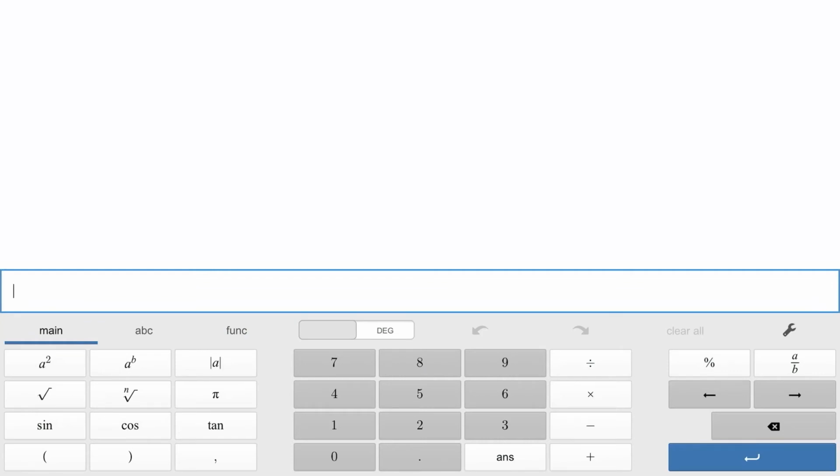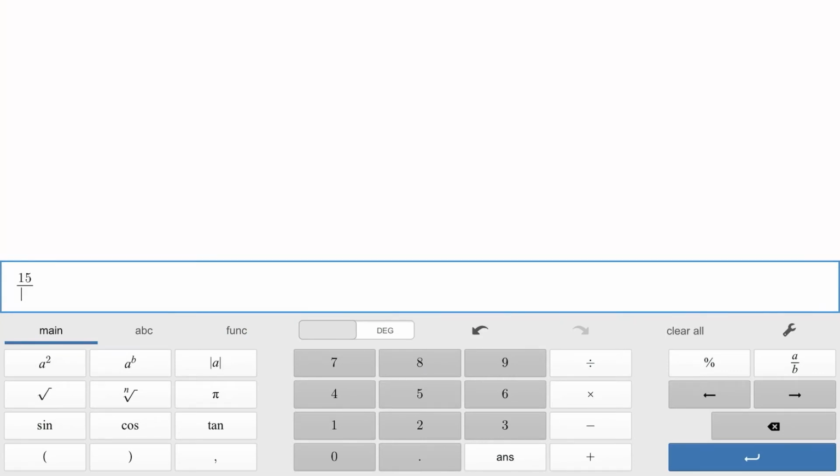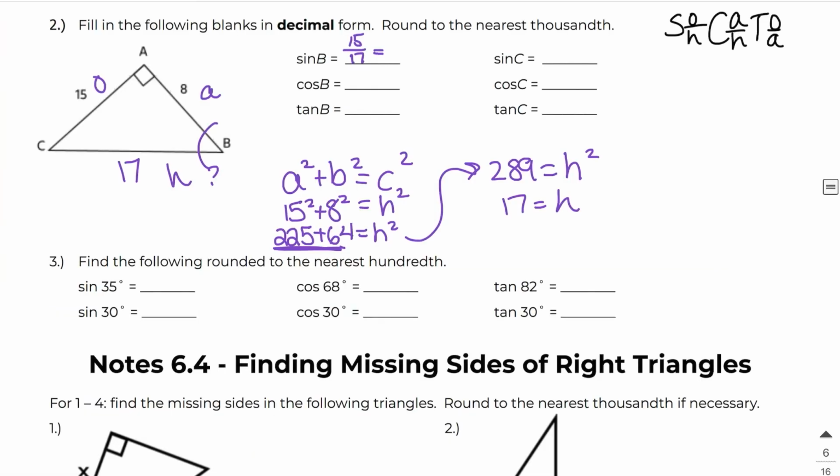So I'm going to go to my calculator and type in 15 over 17, and it tells us to round to the nearest thousandth, so it'd be 0.882. There's a 3 that comes after the 2, so the 2 stays a 2. We say that this is approximately 0.882.